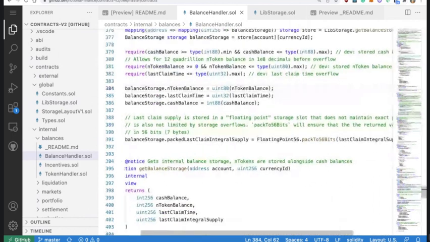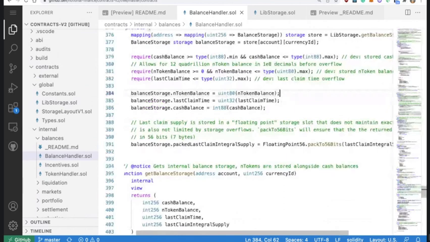Then yeah, 384 through 386 is the population, like Ben was talking about. Putting in the end token balance, the last claim, and the current cash balance. Okay, cool. Then balance storage dot packed last claim integral supply. So then you have this. I'm assuming that pack to 56 bits is a helper function that you've created to pack data into something recognizable inside the system.